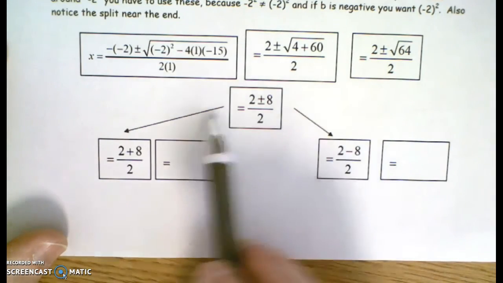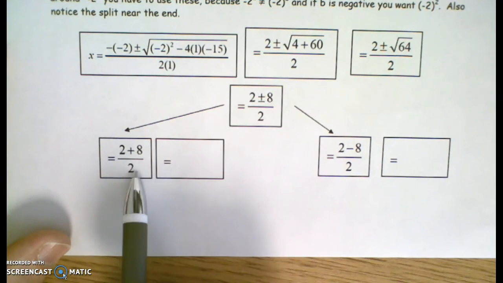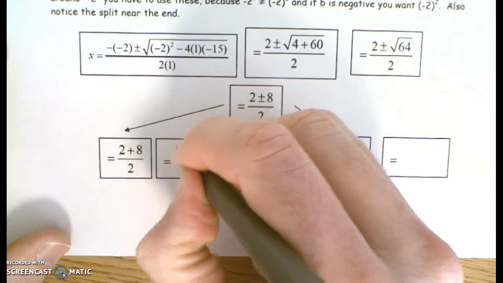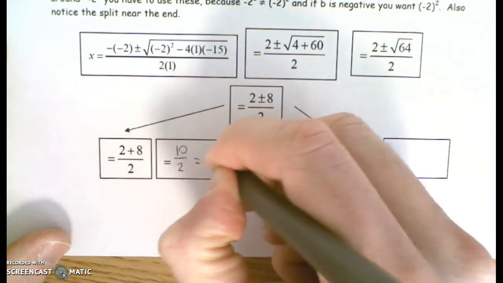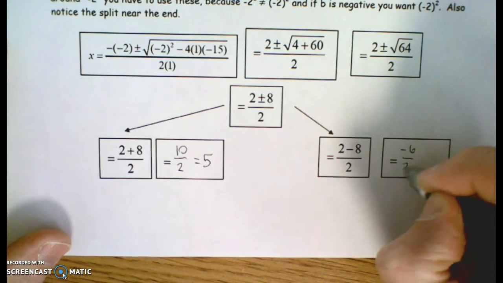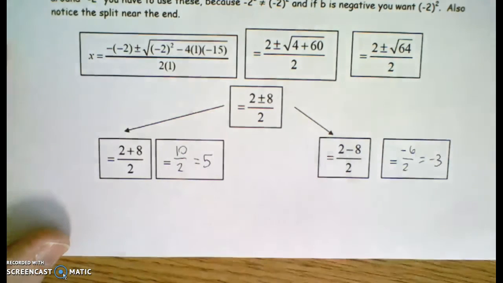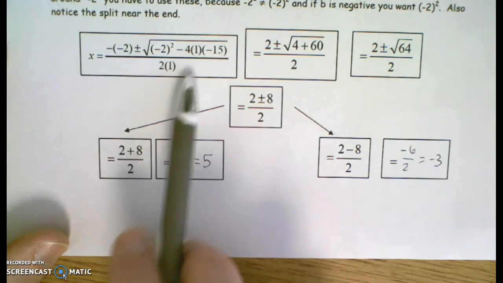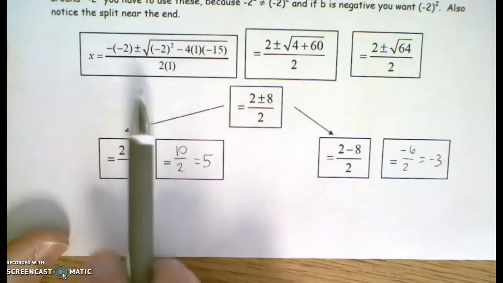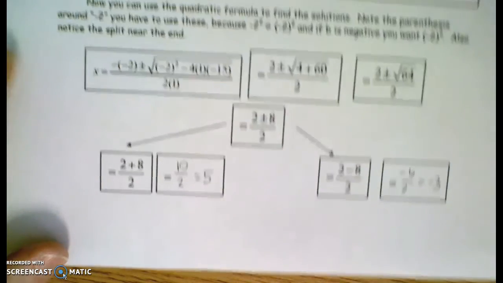And so now we separate this out into two problems because it says plus or minus. So 2 plus 8 divided by 2 is 10 divided by 2, or 5. 2 minus 8 is negative 6 divided by 2, or negative 3. So using the formula, we're getting that same answer we got from those problems we started off the notes on. A lot of mistakes happen when we're plugging in numbers into this part of the formula. So let's practice that on the next 2 pages, and then we'll see how we do with some homework questions.